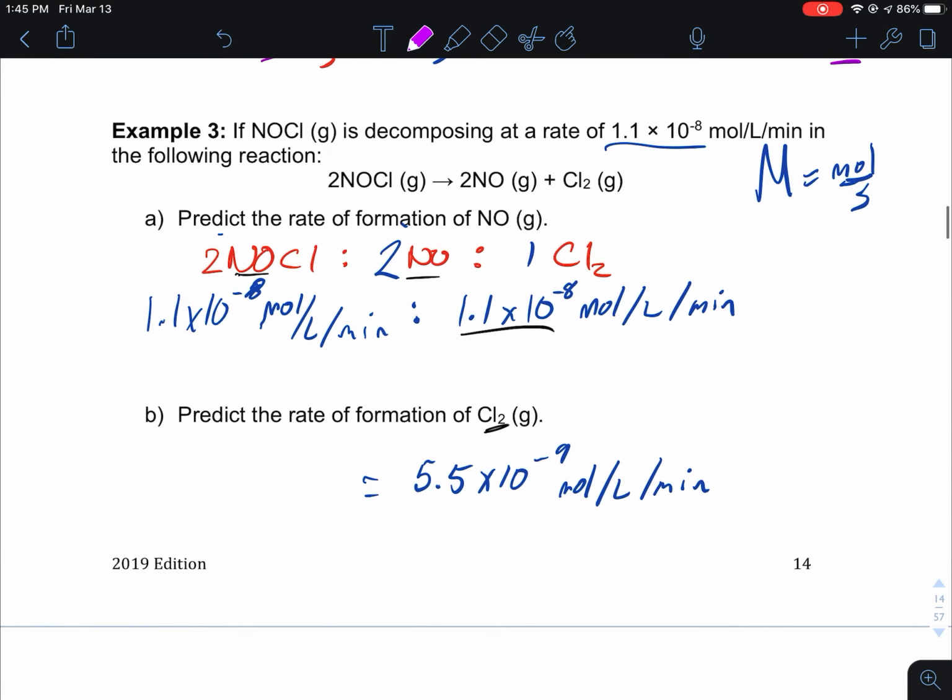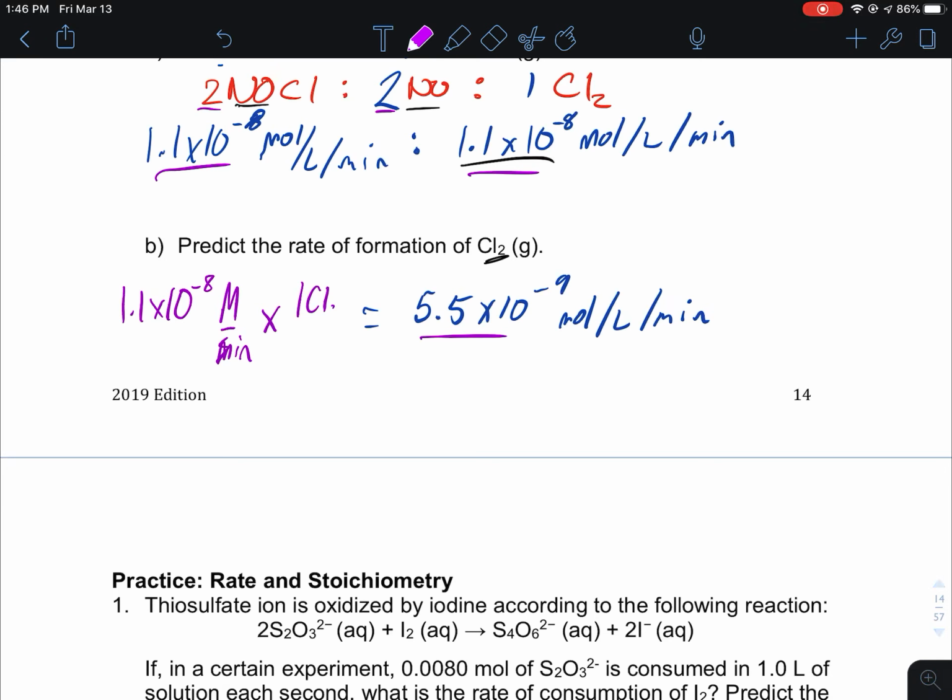You can do the same thing down here with scientific notation. If the numbers are the same, so 2 and 2, then the values will be the same. If the numbers are of different ratios, then the value will be different, and it will be different by that ratio. So we essentially did, for this question, 1.1 times 10 to the negative 8 molarity per minute times the ratio of 1 chlorine over 2 NOCl. What I want over what I have.